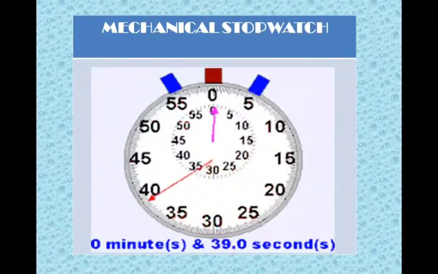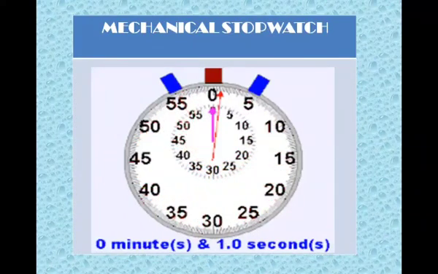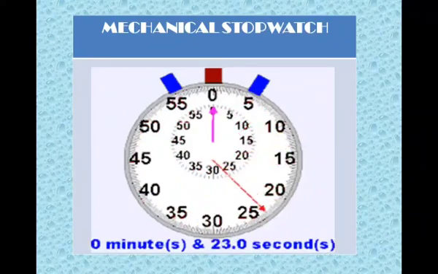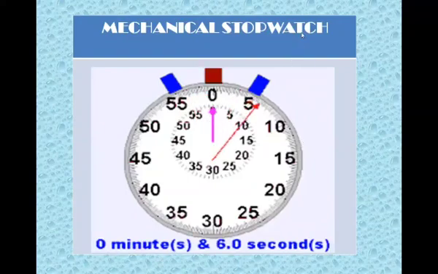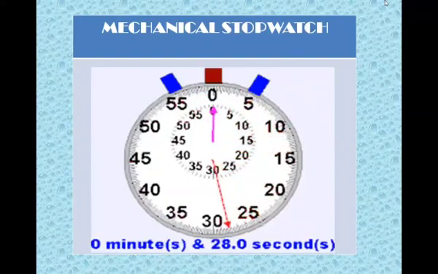Just like the clock, it has again two arms. You can see the longer arm and the shorter arm. But here in the stopwatch, the longer arm is moving, and at the outer circumference we have seconds. The longer arm is representing the seconds.